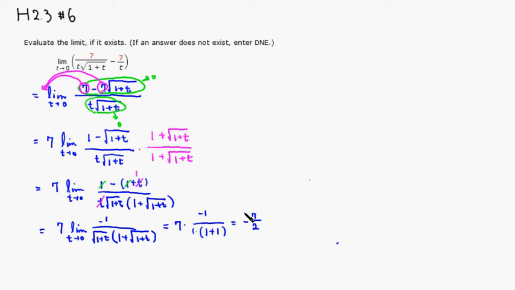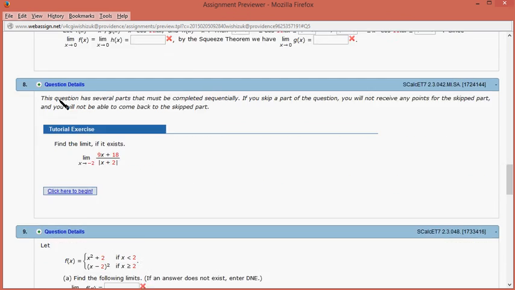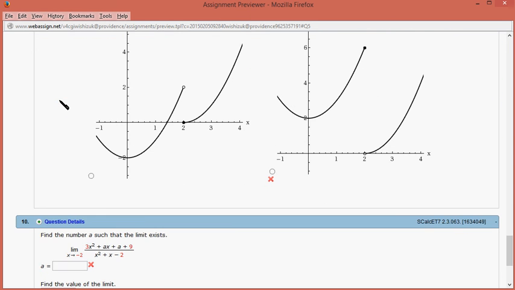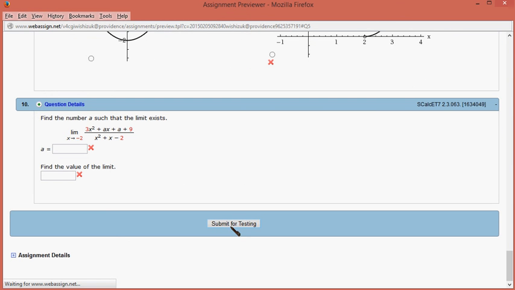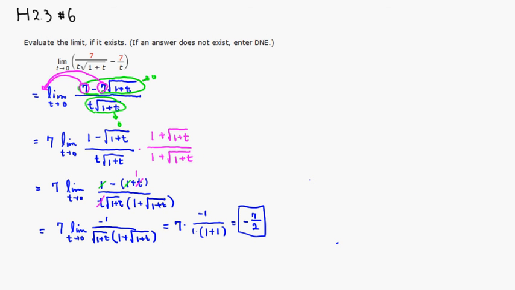Alright, so let's type this in. It's negative 7 over 2. Let's double check. Alright, it came back and looks like we got this one correctly. That's it. I hope that this was clear.